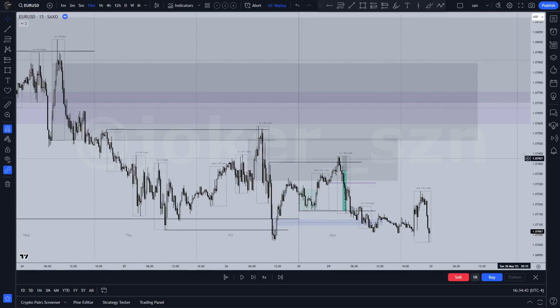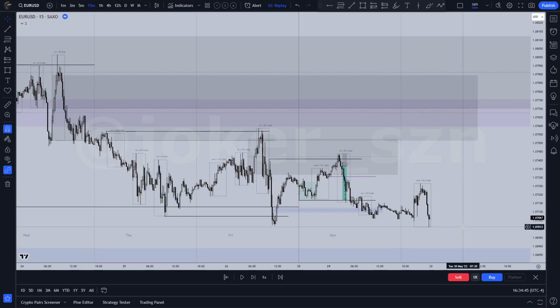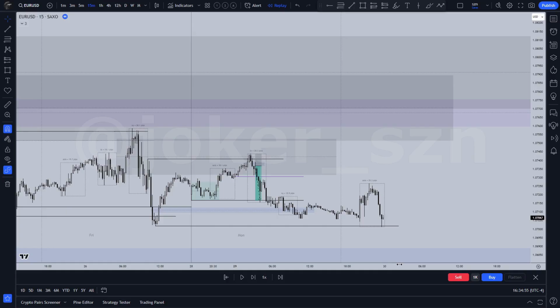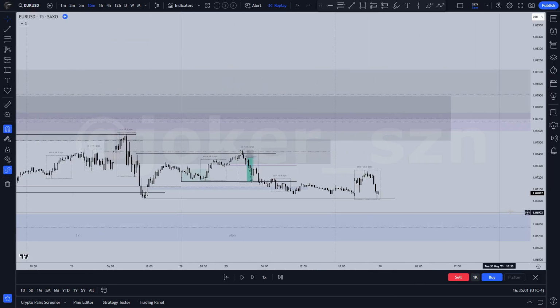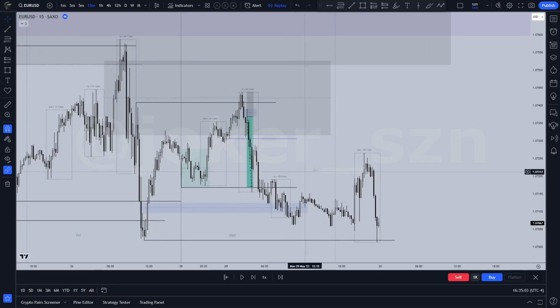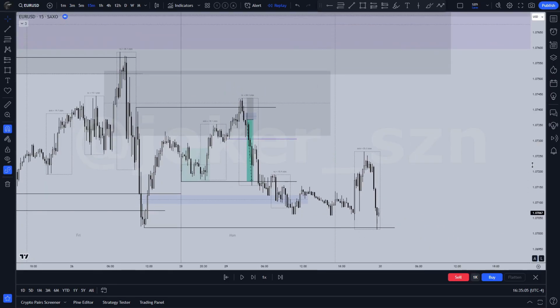So now we want to see if price, we actually have already taken out the Friday's lows here. So now we want to see if price is able to push down into this daily volume imbalance we've marked out. So price is now approaching our higher time frame PD array to look for a potential daily reversal, right?